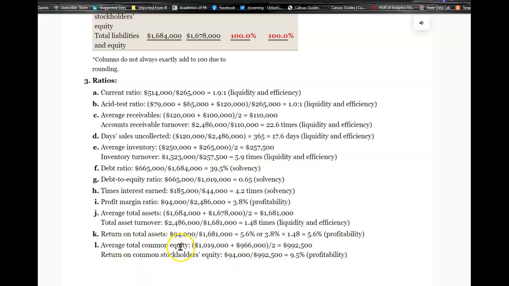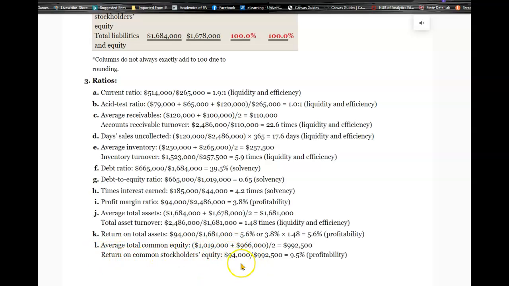Average total common equity, okay, we calculate that. Why? Because we're going to look at another return. This is going to be return on equity, or return on common stockholders' equity. First, I'll go back to K here. Return on assets, sometimes you'll see it abbreviated as ROA. This one you're going to see abbreviated as ROE, return on equity. They just happen to be calling it return on common stockholders' equity.